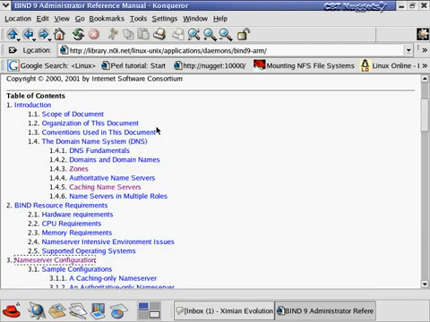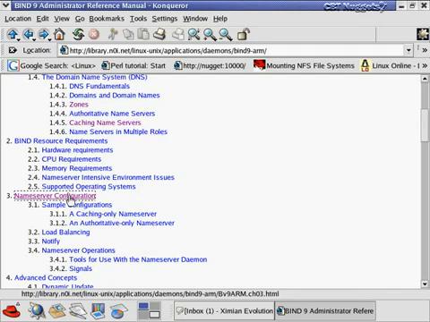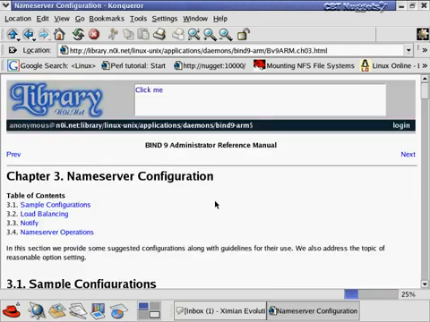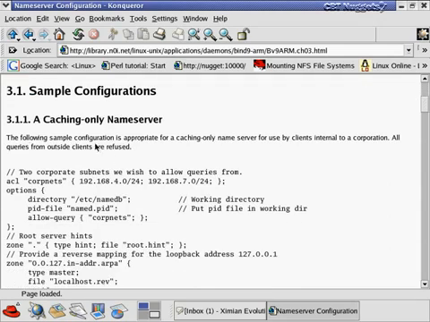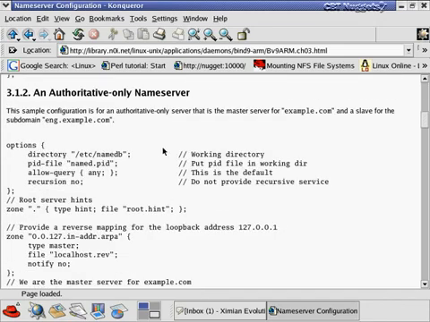So another thing I want to show you in this manual before we wrap up here is under name server configuration, there are some sample configurations that you can look at. So if you want to set up a caching only name server, they have an example there of setting up a caching only name server. If you're going to set up an authoritative name server, they have an example there.